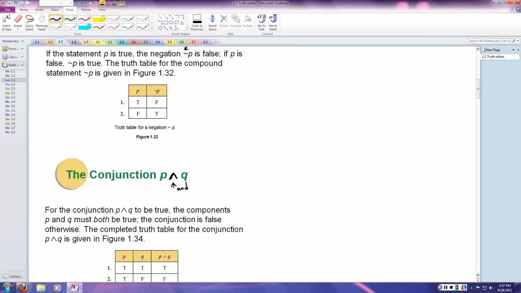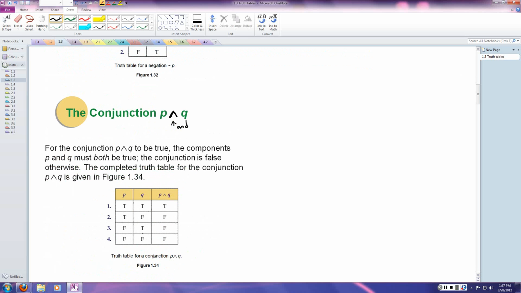So let's look at a conjunction. A conjunction is combining two things with the word and. And it turns out for a conjunction to be true, the components P and Q must both be true. So if I had the statement about eating ice cream and cake, I have to both have eaten ice cream and cake. If I didn't eat ice cream, the statement eating ice cream and cake would be false.